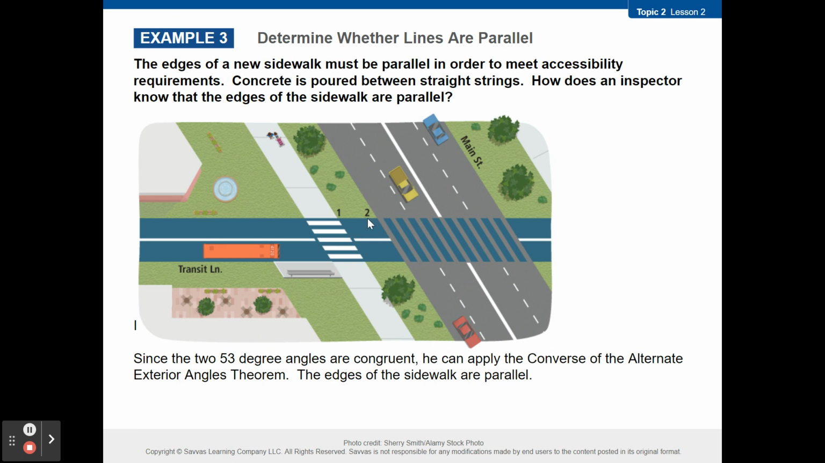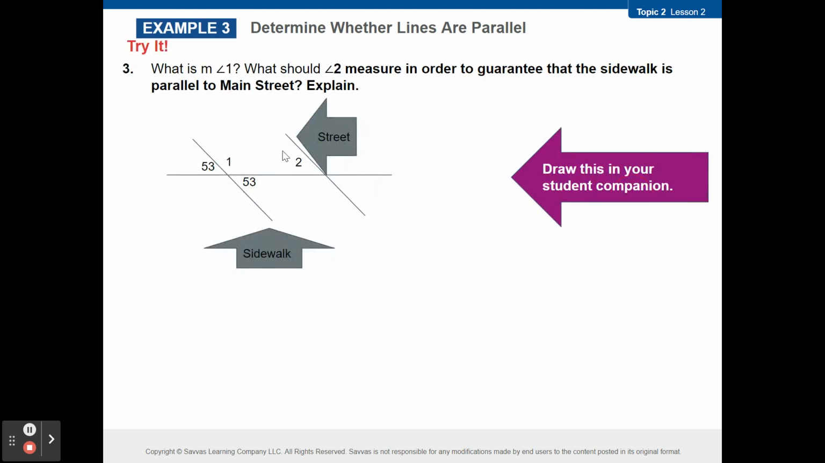So now this next one we're going to draw a picture for, to help explain it a little better. So draw this in your companion for this try it part. They're telling you this is 53, and therefore that vertical angle is also 53. So what is the measure of angle 1? What should angle 2 measure be in order to guarantee that the sidewalks are parallel to the main street? So here's the street, here's the sidewalk, here's this. All right, there's our transversal.